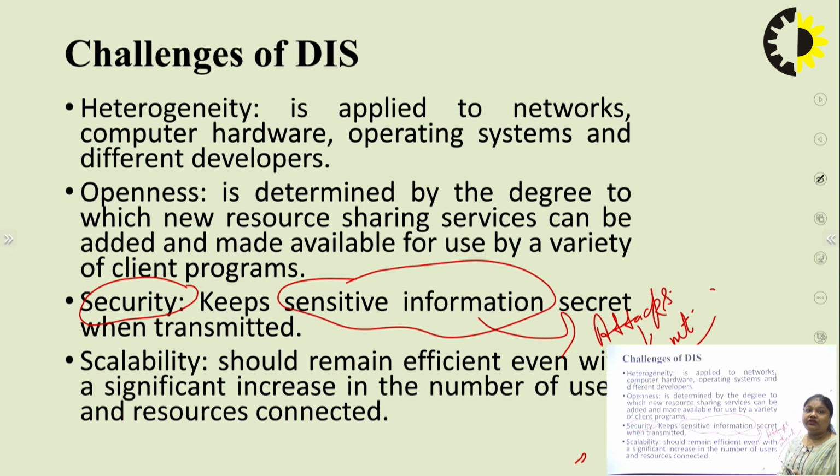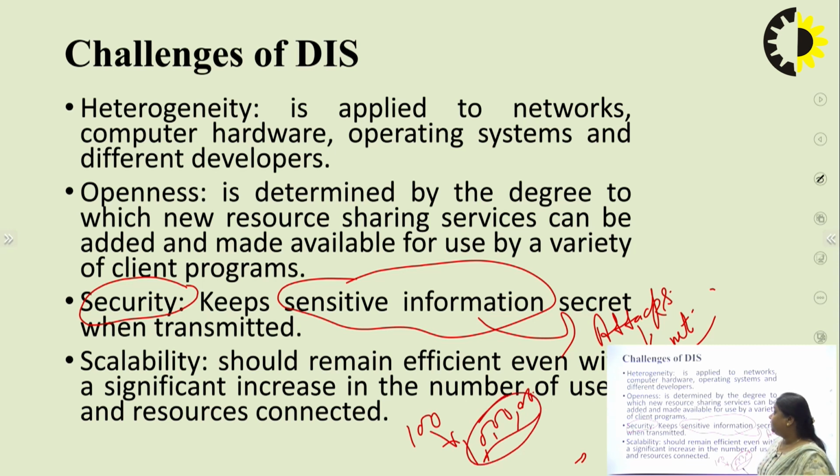Okay. Fourth one is scalability. It should remain efficient even with a significant increase in the number of users and resources connected. Scalability means, when maybe 100 users used the information system previously, and then at a time the number increases to 1 lakh users, then what happens? Maybe the system would crash. So it is very important to keep scalability in mind.